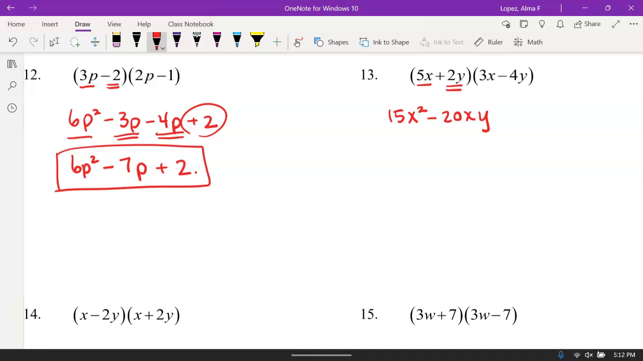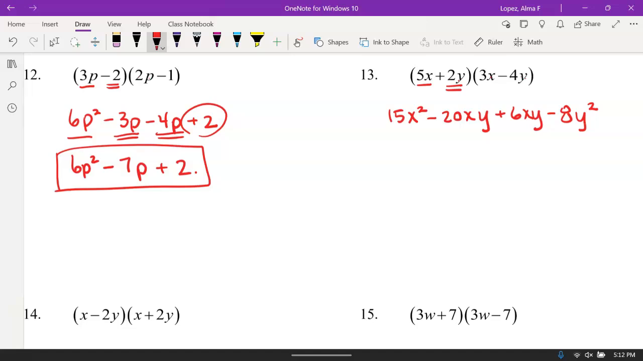2y times 3x. Well, the 2 times 3 is 6. And I've got a y and an x, but I'm going to write them down in alphabetical order. Now the 2y times the negative 4y. 2 times negative 4 is minus 8. And y times y is y squared.